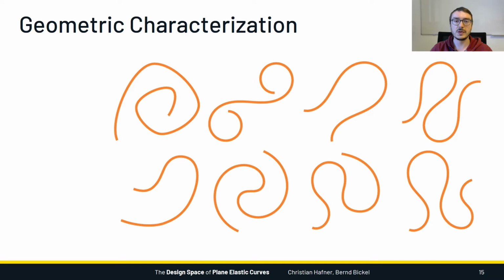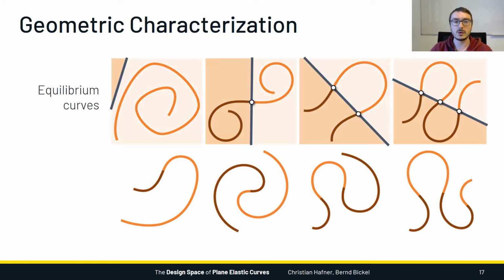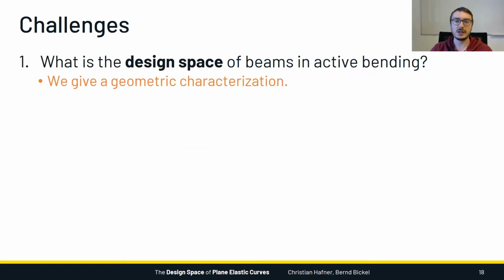So let's try and put this theorem to use by deciding for a few example curves which ones can be achieved by active bending. This tells us that the curves at the top can be achieved as equilibrium curves in active bending, but for the curves at the bottom, this is physically impossible.